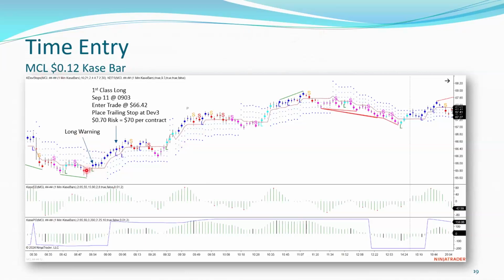I get my long warning signal. We have a small pullback here, and then we get a second long signal. Not an ideal pullback, but it was enough to qualify. So we get our long signal here. It's a first class long that's on September 11th at 9:03 in the morning. We enter the trade at 66.42. We place this trailing stop at Dev 3. So at that point, we have 70 cents of risk or $70 per contract.